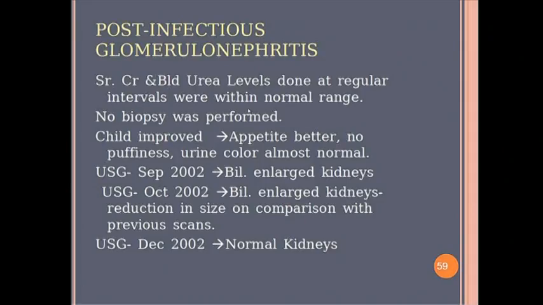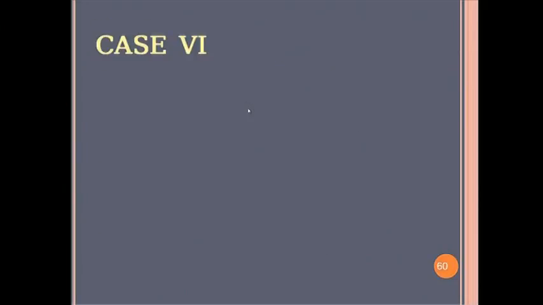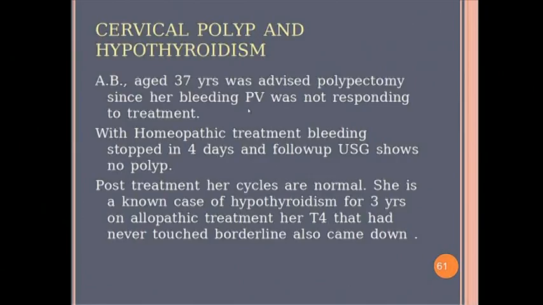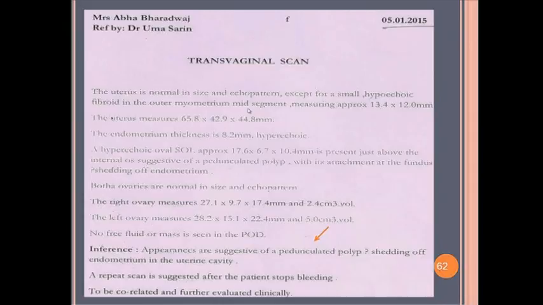This child is around 12 years old now, and USG reports have been done systematically. She is free of any problems. This is a nice case of cervical polyp with hypothyroidism. I'm afraid I won't be able to.